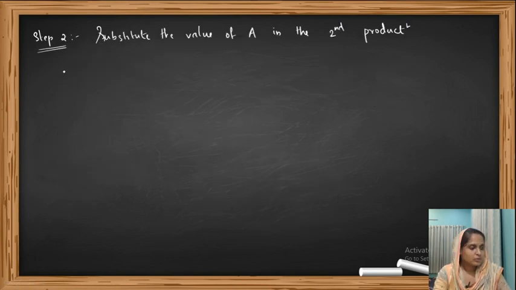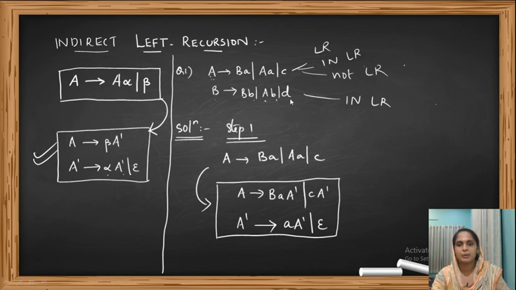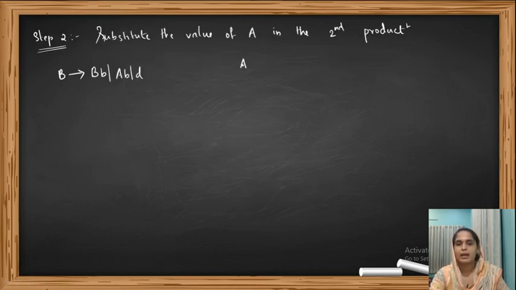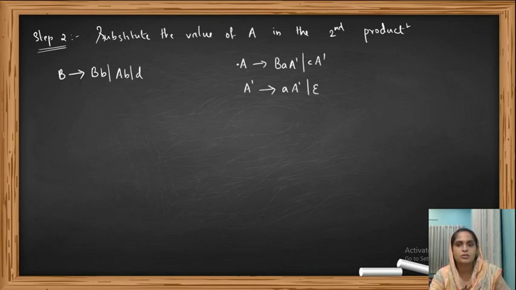Let me first write down the second production, that is B produces B b bar A b bar d, and also the values of A and A dash, the newly created values. A produces B a A dash bar C A dash and A dash produces a A dash bar epsilon. So in the first step, we have converted our A production to these two productions, right? And in this second step, we have to substitute this A with these values.